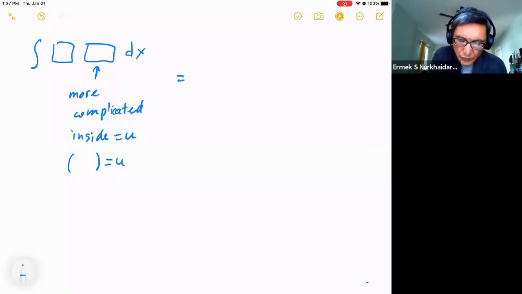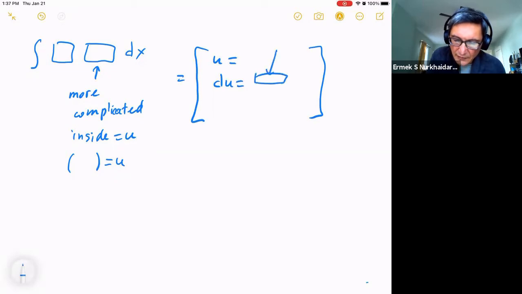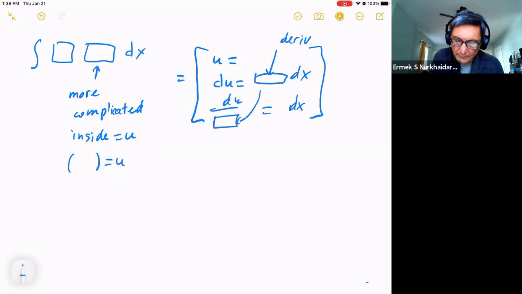And then we're going to do 3 lines. First, we need to say what u is. Then we need to find du. Remember that is the derivative times dx. And then we solve for dx, which is going to be du divided by that.